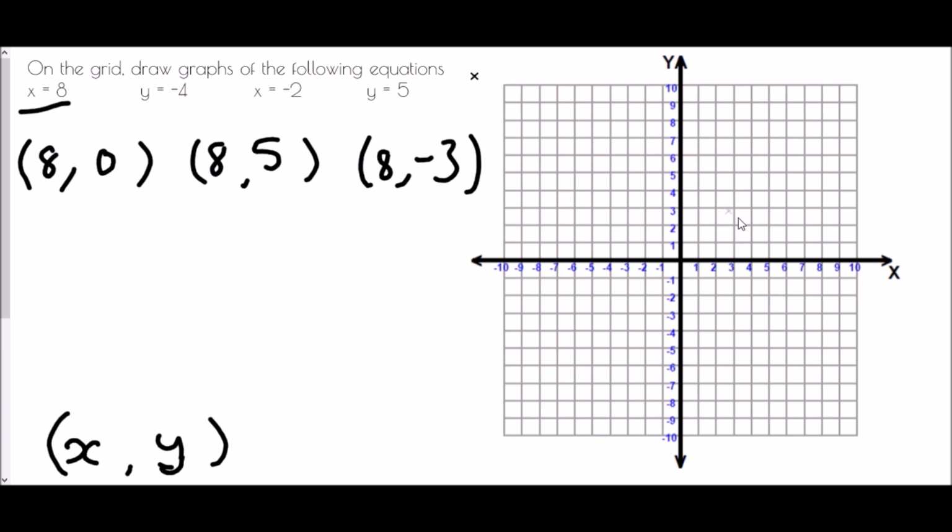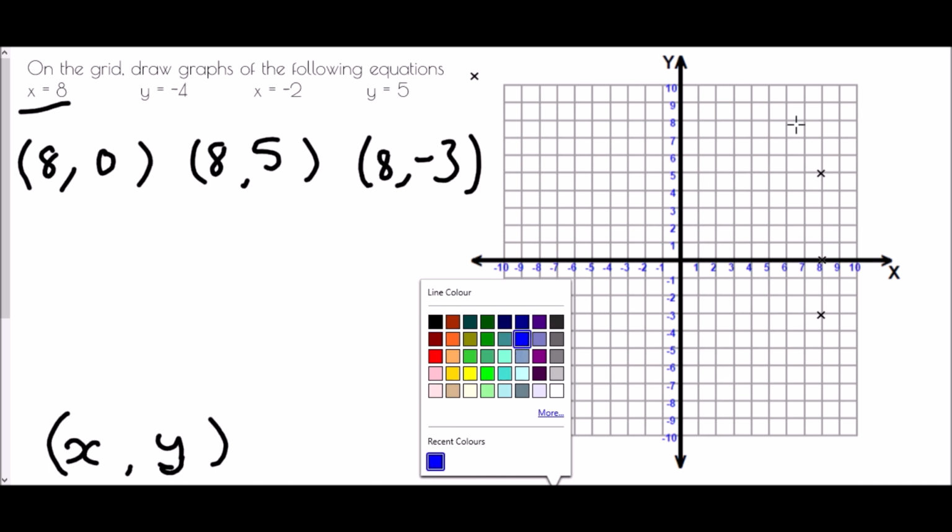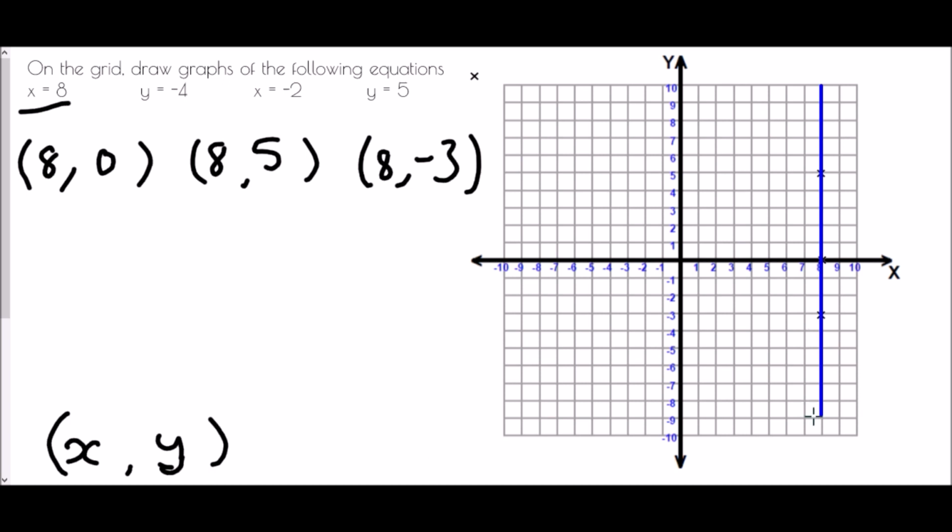So x, 8, 0, 8 along and 0 up, 8, 5, 8 along, 5 up, and 8, -3, that'll be 8 along and 3 down. Now, what you'll notice, hopefully, is that those 3 points all lie in a straight line. And so, we're going to draw a line that goes through all 3 points. And there we go. That is x equals 8.